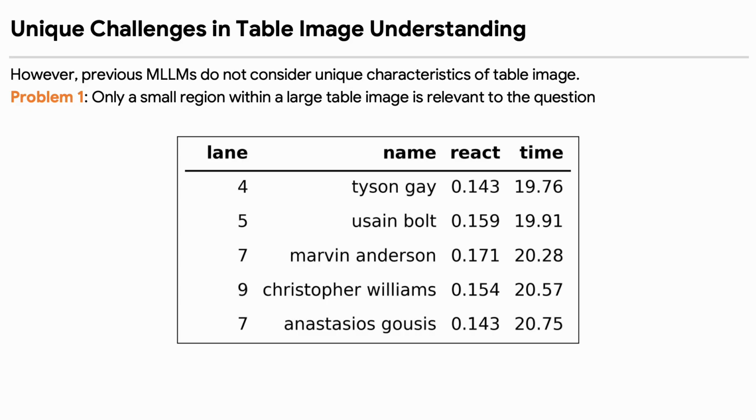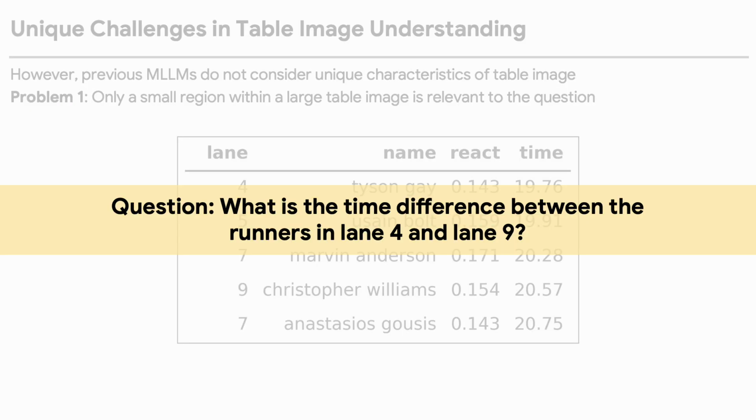The first problem is that only a small region within a large table image is relevant to the question. Please carefully look at the table on the screen, where I'm going to give you a question. So, the question is, what is the time difference between the runners in lane 4 and lane 9? Can you correctly answer the question based on your memory without looking at the table image again?